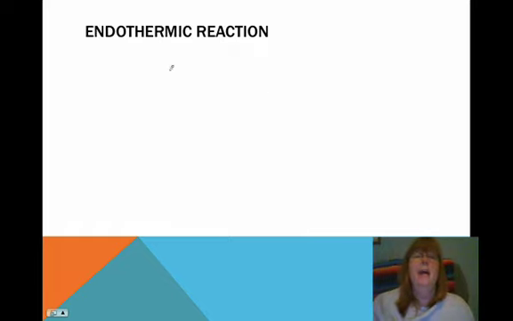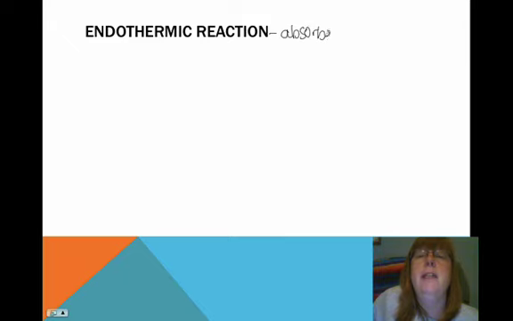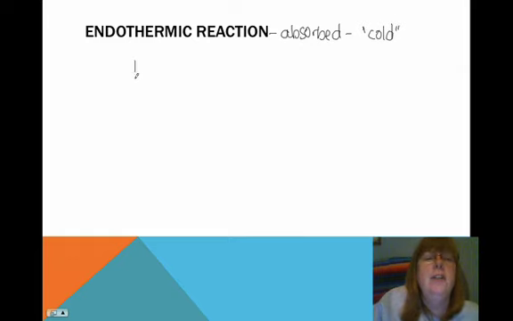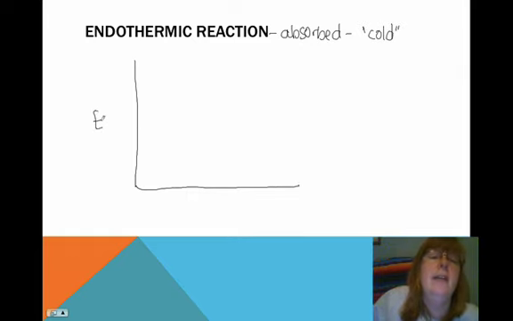Okay, now let's talk about an endothermic reaction. From our past, we know that an endothermic reaction is one where energy is absorbed from the surroundings, and then the surroundings feel cold. Endothermic reaction. Okay, so energy is being absorbed. So where we end up, our product should have higher energy than our reactants. And so again, this is energy, this is our reaction in progress down here.